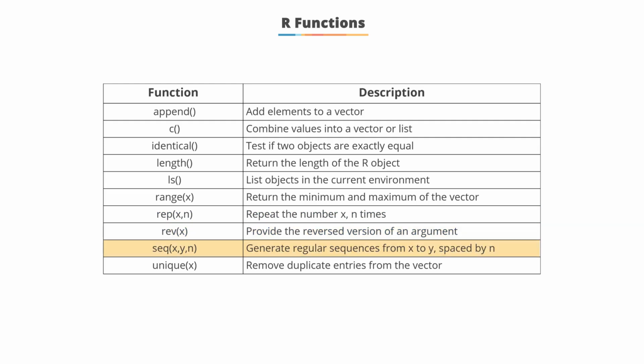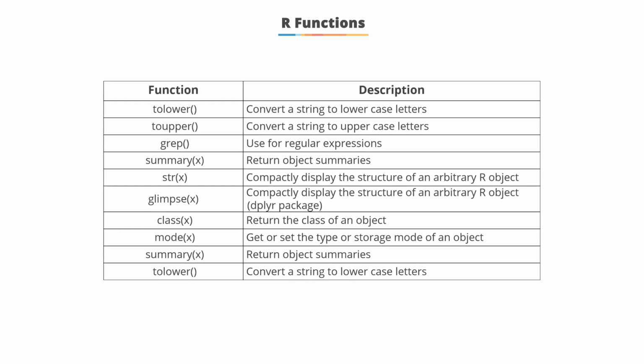You can also develop sequences from x to y spaced by n, like a count from 1 to 100 by 5s. Unique is also very useful as a data scientist for removing duplicate entries within a vector. Some of these are much more common for working with natural language processing, such as toLower and toUpper when converting strings. grep, if you've ever heard of regex or regular expression, it's very common as well.